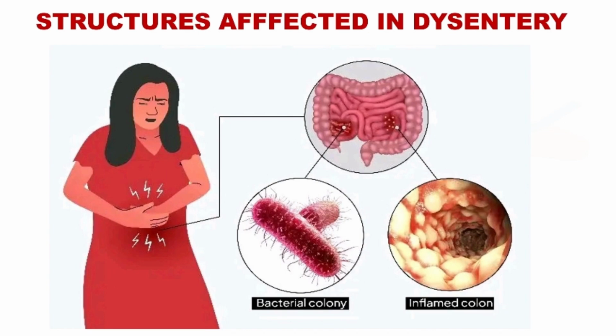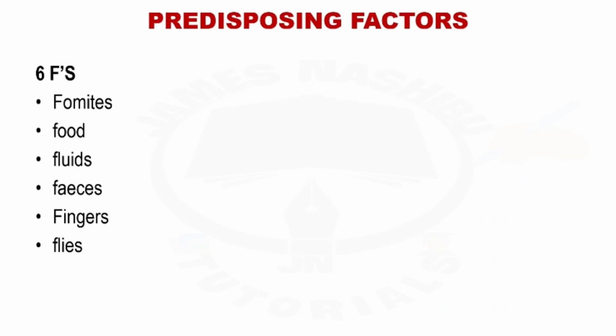So when the bacilli enters into the body, it could be a bacteria or a protozoa, it targets the intestines, and those that are targeted are the large intestines. As you can see here on the diagram, you can see the intestines that are inflamed. So let's look at the predisposing factors to dysentery.